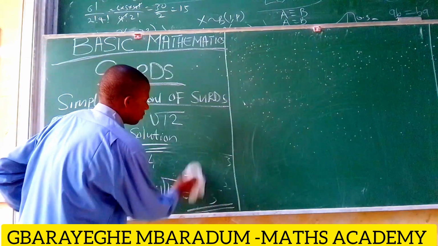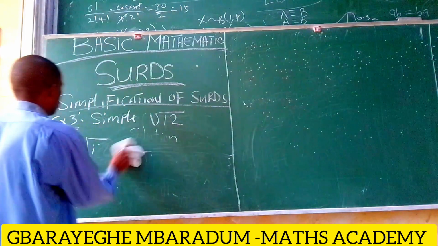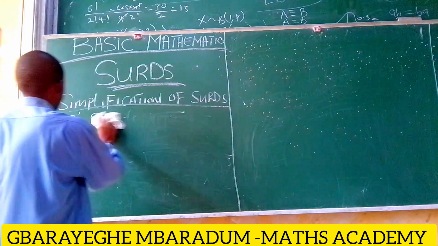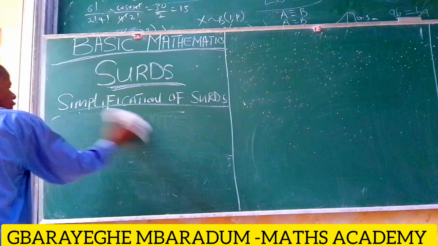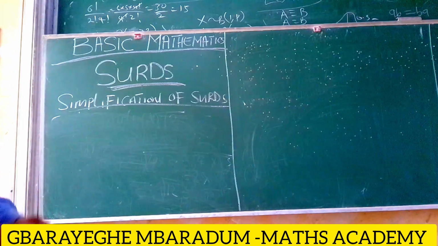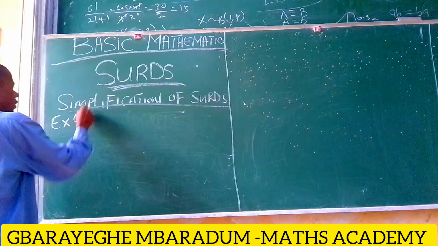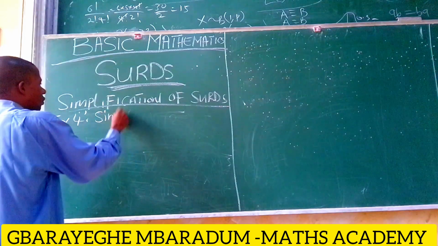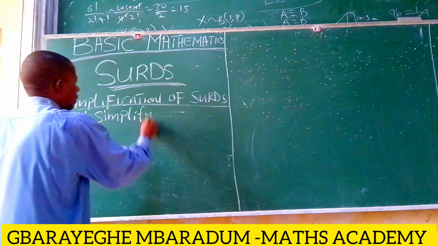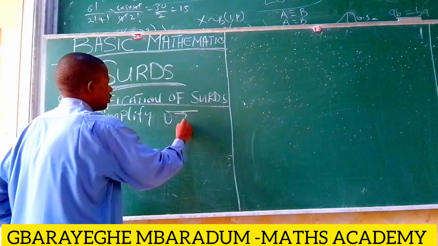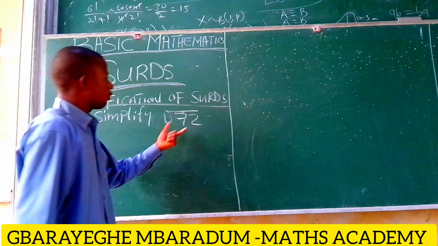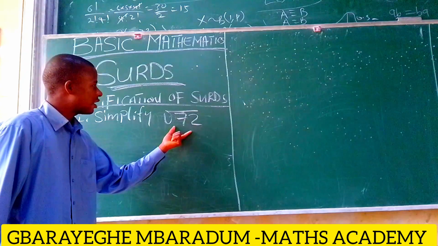Now let's look at the last question on this simplification of surds before we move further to what we have next. Example 4. They said we should simplify the square root of 72. We should simplify the square root of 72. How are we going to simplify this?